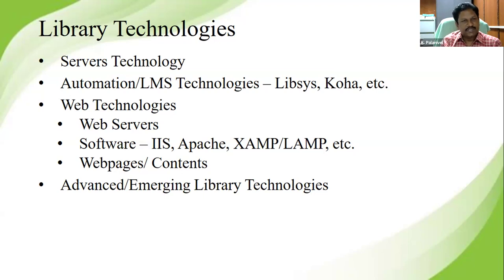The second one is automation. When you automate various library operations through some kind of software, today people are talking about Libsys and Koha. These are the most famous library management automation technologies. Whatever information is available, you just make an entry in the servers and make it available to the users online. And a web technology comprises web servers and web pages.